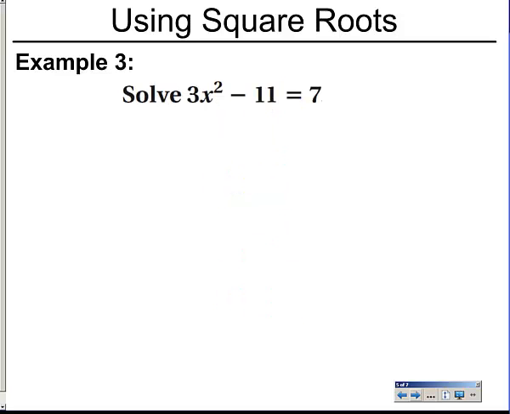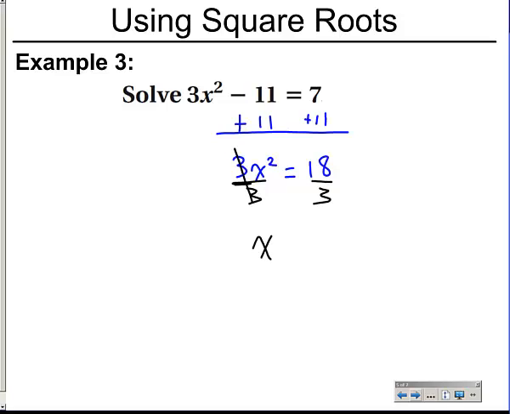Example 3, I actually have a couple steps. So the first thing I want to do is get rid of all constant values. So I'm going to add 11 to both sides, and I'll have 3x squared is equal to 33. Now I still have a coefficient over here that's not a 1, that's a 3, so I got to get rid of that first. So I'm going to divide by 3 on both sides. That will become a 1. Now I have an x squared equal to 6. I've now isolated my x squared, or my squared term.